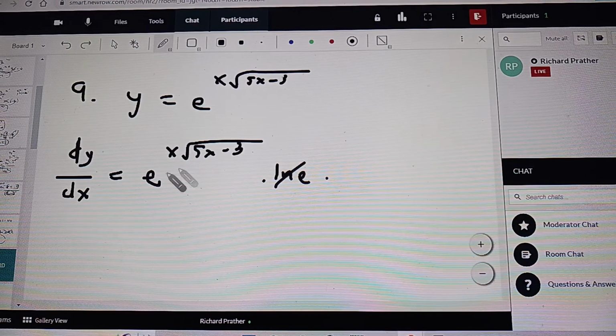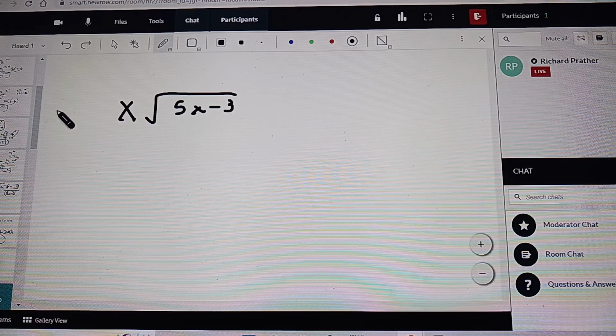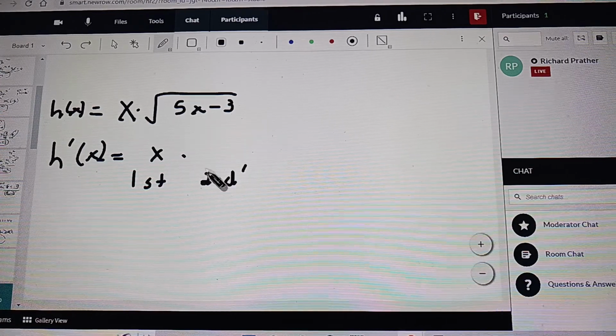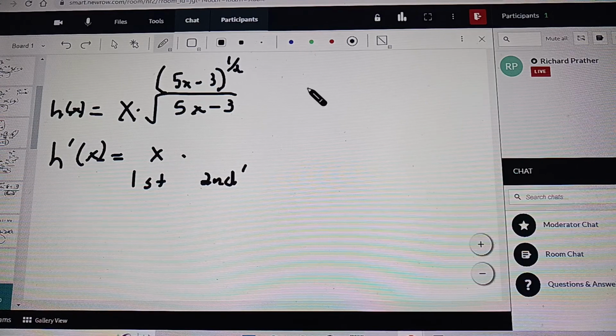So what if I was working earlier in this chapter, and the original problem looked like this, and they said find the derivative of it? What if this was an h of x somewhere else, just its own problem? Well, this is a function of x, this is a function of x, and they're multiplied together, so that's product rule. The derivative of this on its own is first times the derivative of the second, and you might want to rewrite that as 5x minus 3 to the 1/2 before you do the derivative of it.